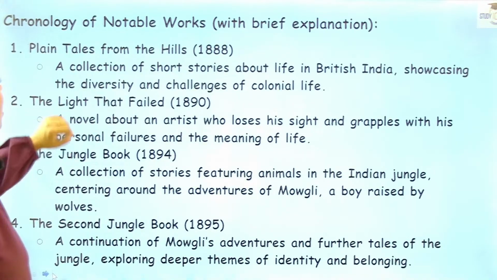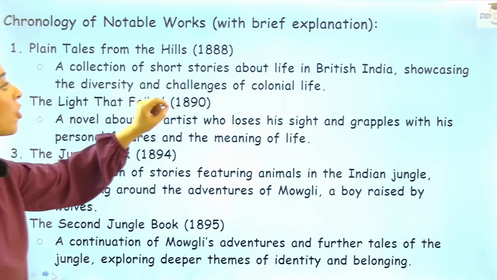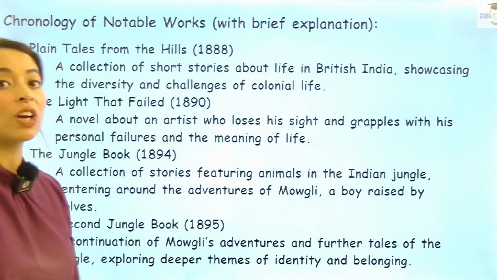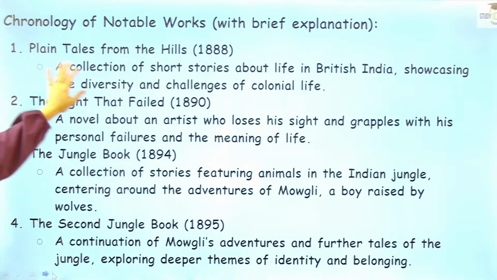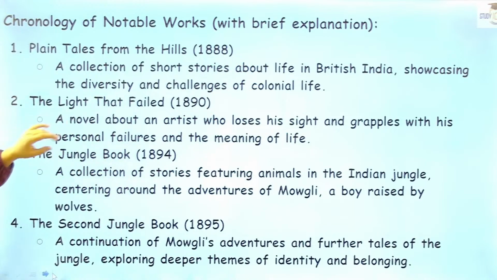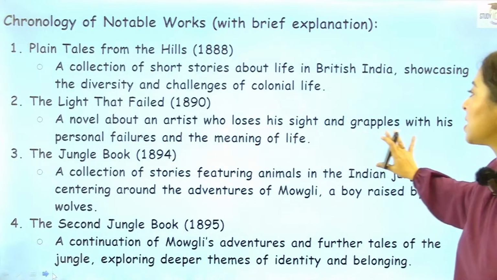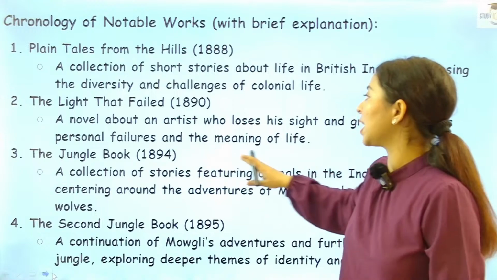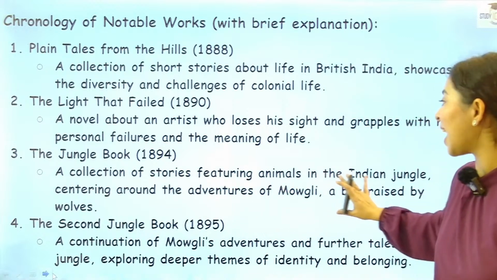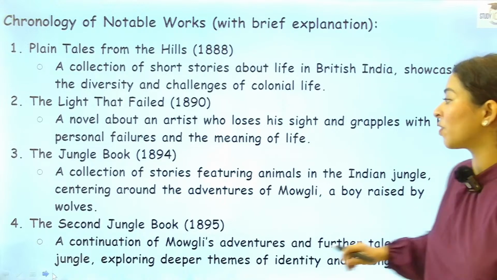Chronology of notable works: Plain Tales from the Hills, 1888. It is a collection of short stories about life in British India, showcasing the diversity and challenges of colonial life. Plain Tales from the Hills, 1888. The Light That Failed, 1890, a novel about an artist who loses his sight and grapples with his personal failures and the meaning of life. The Jungle Book, a collection of stories featuring animals in the Indian jungle, centering around the adventures of Mowgli, a boy raised by wolves.